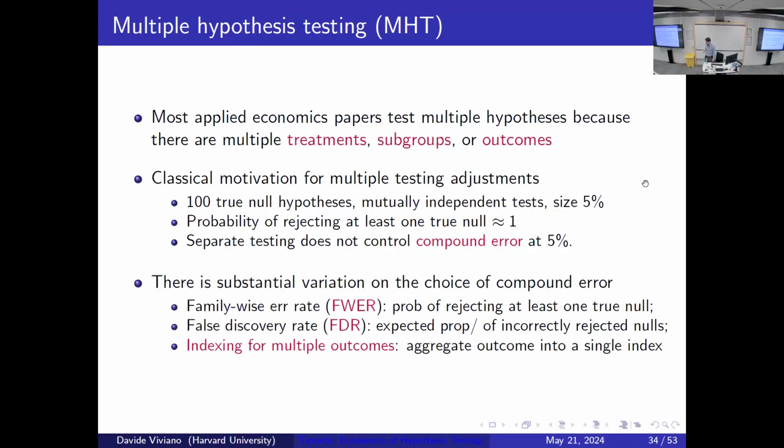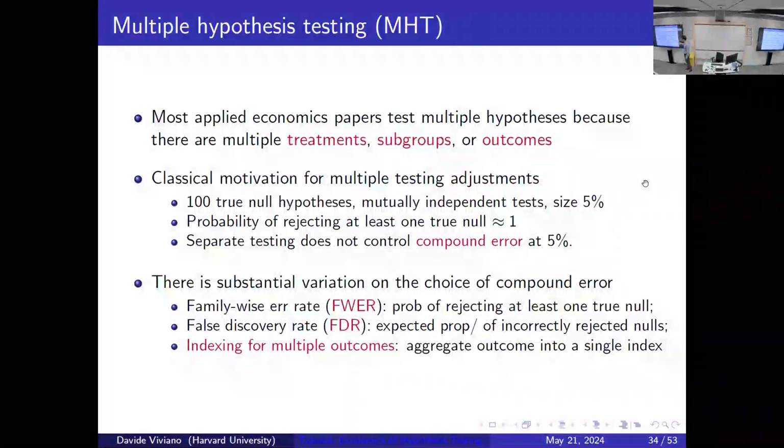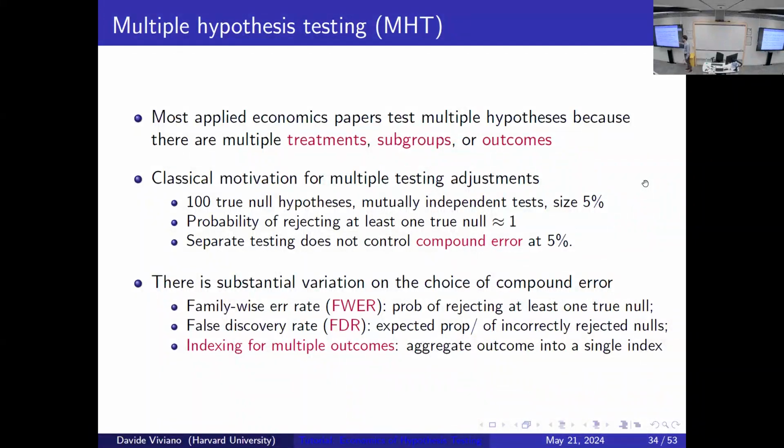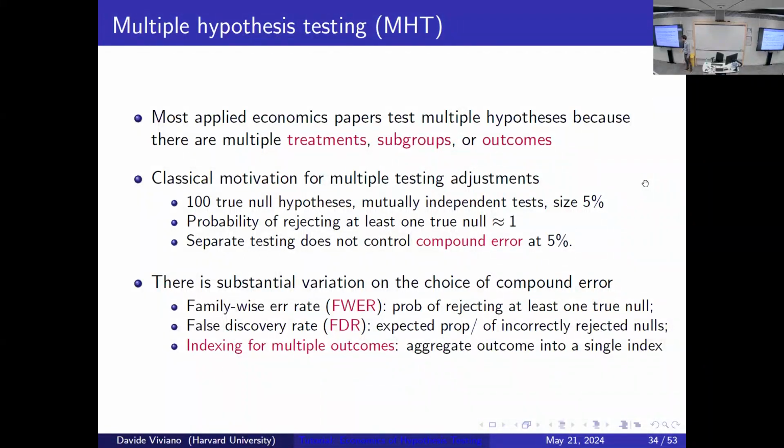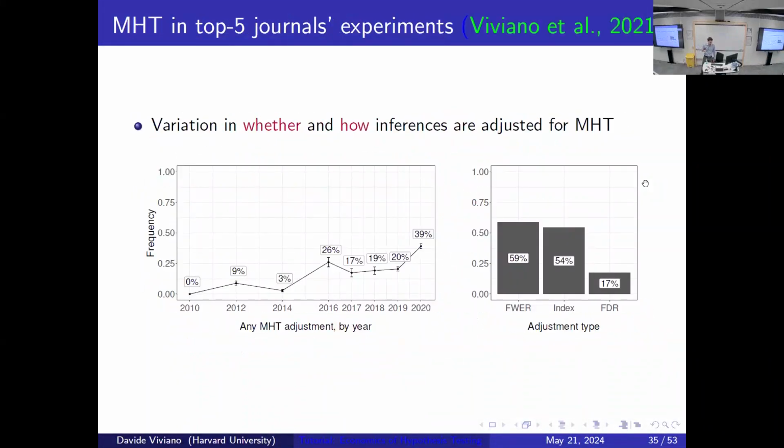When we think about multiple hypothesis testing procedures, we can think about different notions of compound error: either the family-wise error rate or the false discovery rate. The family-wise error rate is the probability of rejecting at least one true null. The false discovery rate is the expected proportion of incorrectly rejected nulls. Or we can think about indexing multiple outcomes. What some papers do is say, well, I'm going to take many outcomes, aggregate them into a single index, and then just test one hypothesis on one index. So I basically circumvent the problem of multiple hypothesis testing.